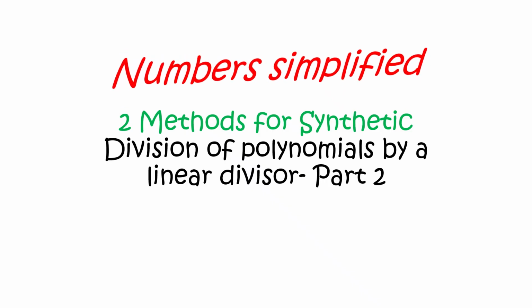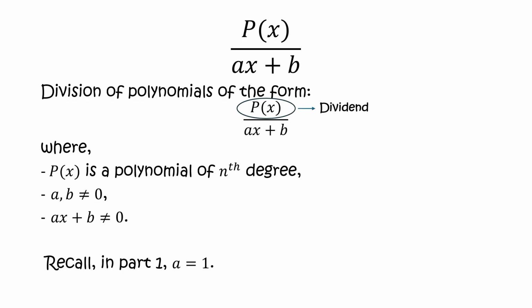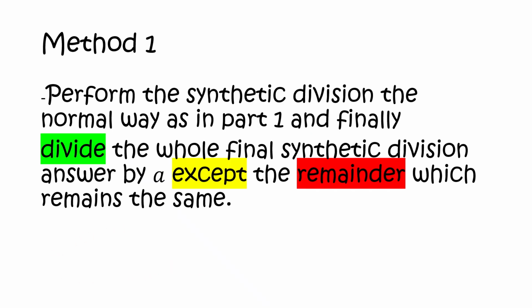With the form that is given here, where we have the dividend and the divisor, remember P is the polynomial of the nth degree, A and B are not equal to 0, and Ax plus B is not equal to 0 either. Recall in part 1 we had A equal to 1. Anyway, the first method is about using synthetic division the normal way, then dividing the final answer by A, except the remainder. Every other thing remains the same.